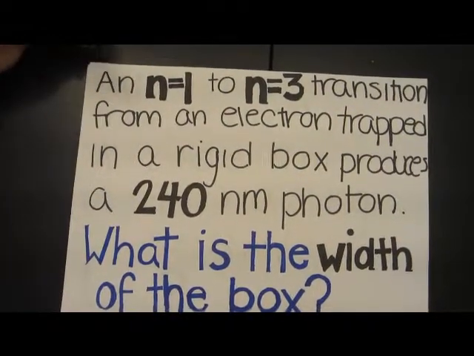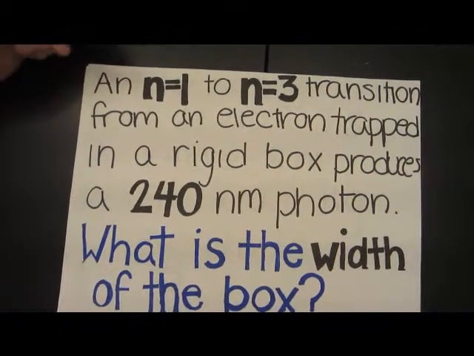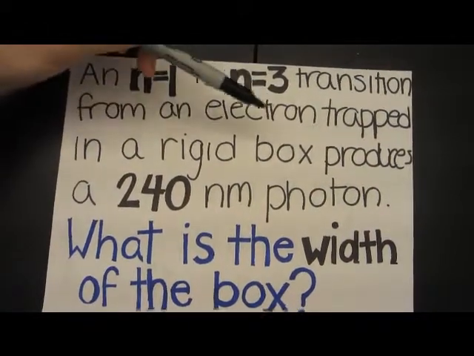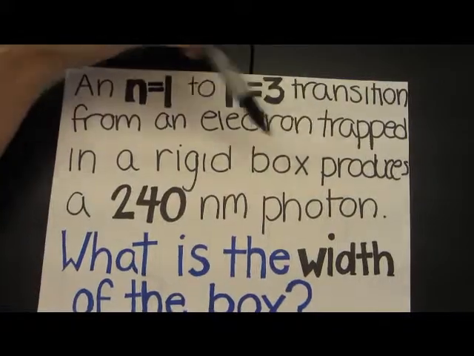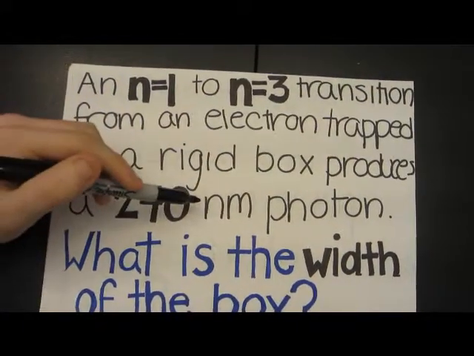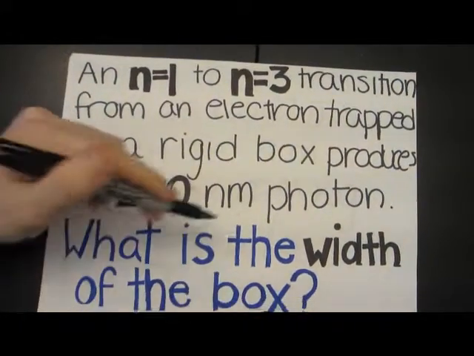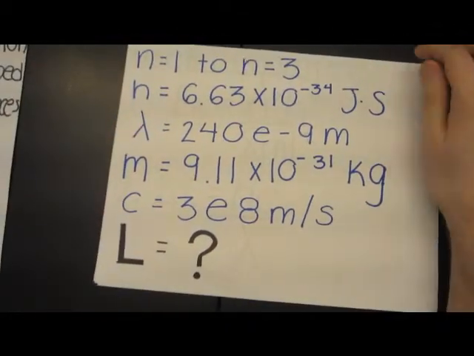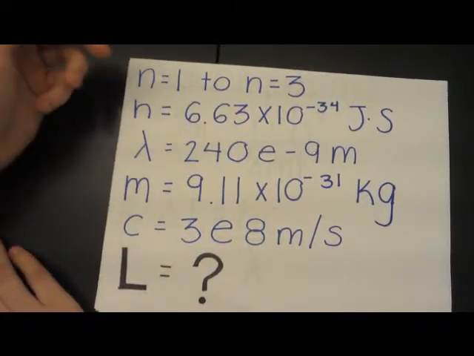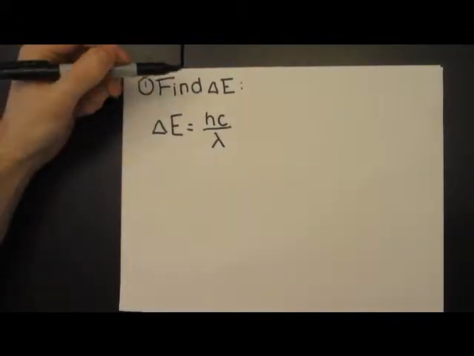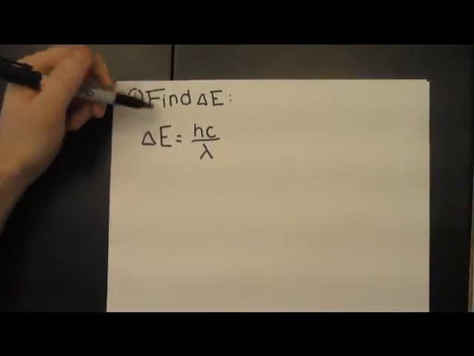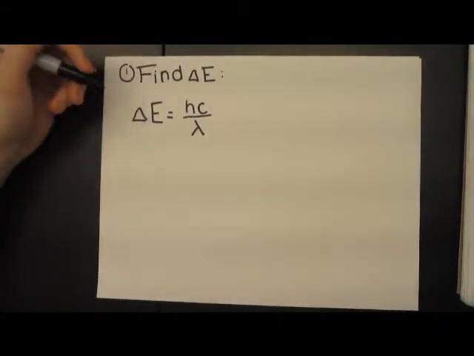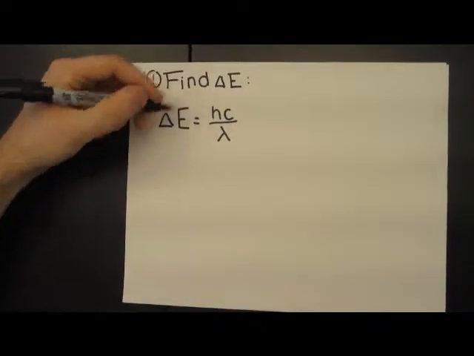Alright, so here we have an example of a problem we could see. An n equals 1 to n equals 3 transition from an electron trapped in a rigid box produces a 240 nanometer photon. What is the width of the box? So, here are some relevant numbers that we know already. So here we have the solution to the problem. First of all, we're going to find the change in energy. We do this because there's a transition from the n equals 1 to n equals 3 level.